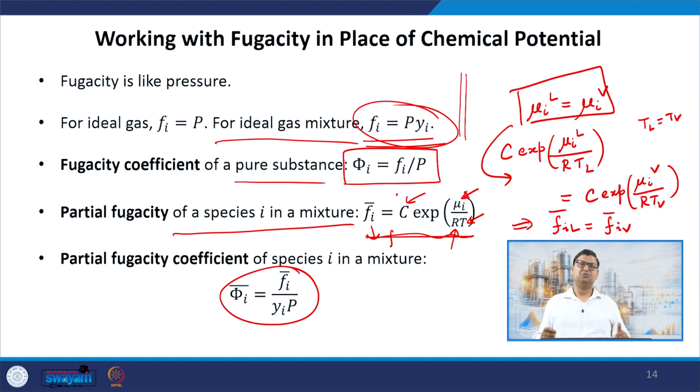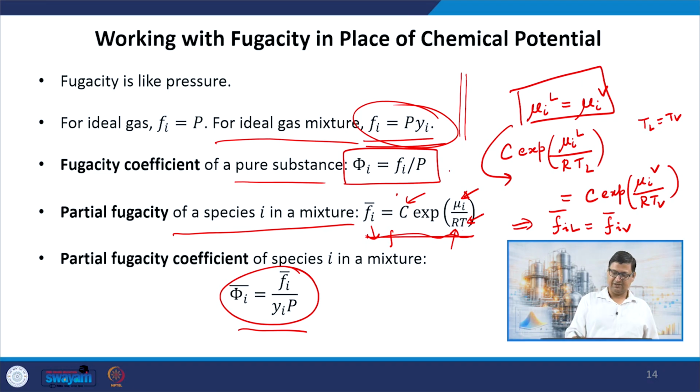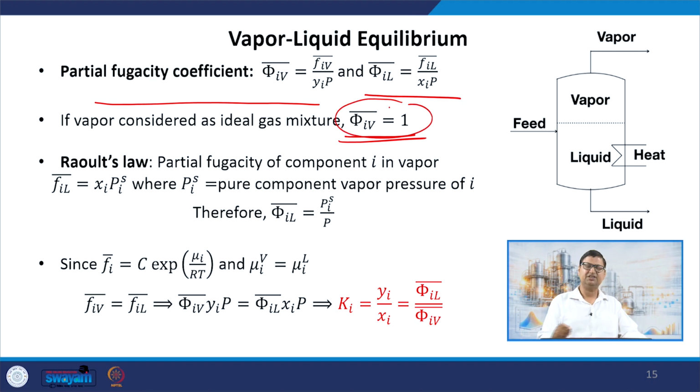And once we have written in terms of partial fugacity, we can also define it in terms of partial fugacity coefficients, as we will do next. So, you see, we can define a partial fugacity coefficient for the vapor and also for the liquid. As I have just said, for an ideal gas mixture, the fugacity is given as P into Yi. So, therefore, the partial fugacity coefficient becomes equal to 1. But in general, for a non-ideal mixture or any real mixture, this partial fugacity coefficient will not be equal to 1.